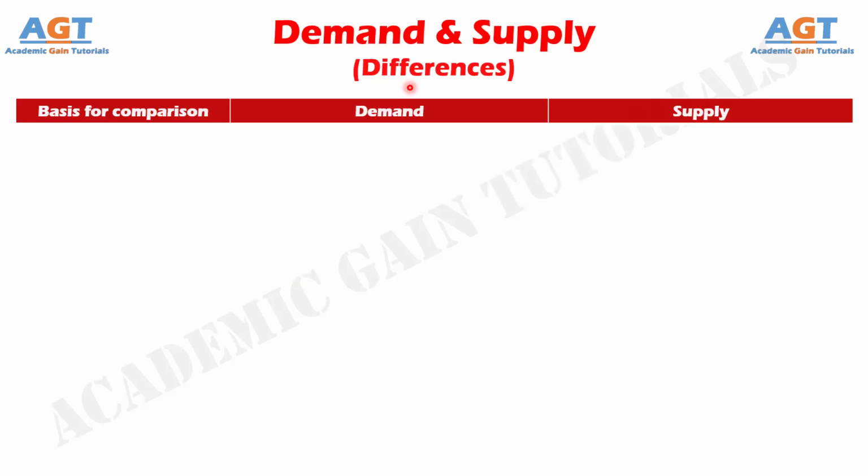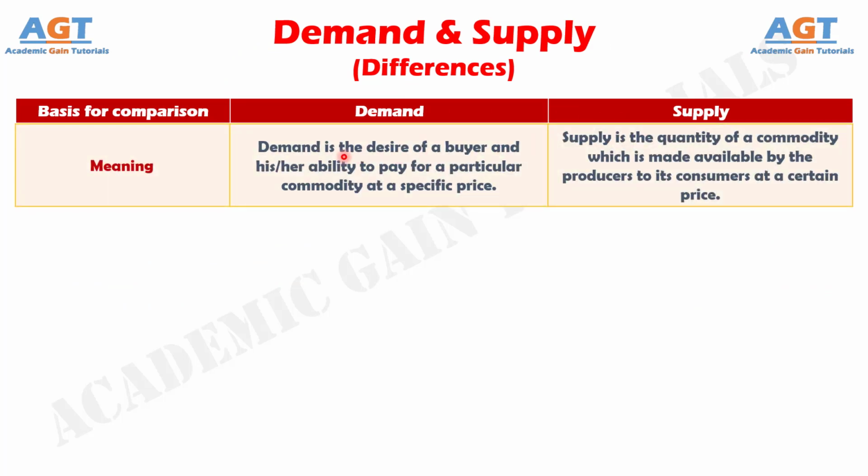So, let's look into the basic differences between demand and supply in a tabular form. Difference number 1. Demand is the desire of a buyer and his or her ability to pay for a particular commodity at a specific price, whereas supply is the quantity of a commodity which is made available by the producers to its consumers at a certain price.